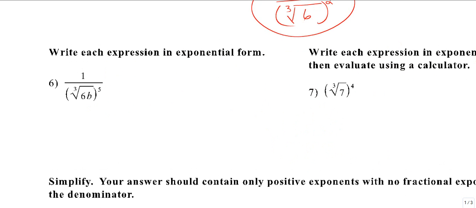It says write each expression in exponential form. So what I have is 1 all over, and I have a root of 3 and a power of 5. Now I need to put this whole 6b in parentheses since the whole 6b is under the radical. So that'd be to the 5/3. And now let's bring that up to the numerator. So that would be 6b, and if I bring it up to the numerator, it would have to be to the negative 5/3. The next one is I have 7, and it has a power of 4 and a root of 3.